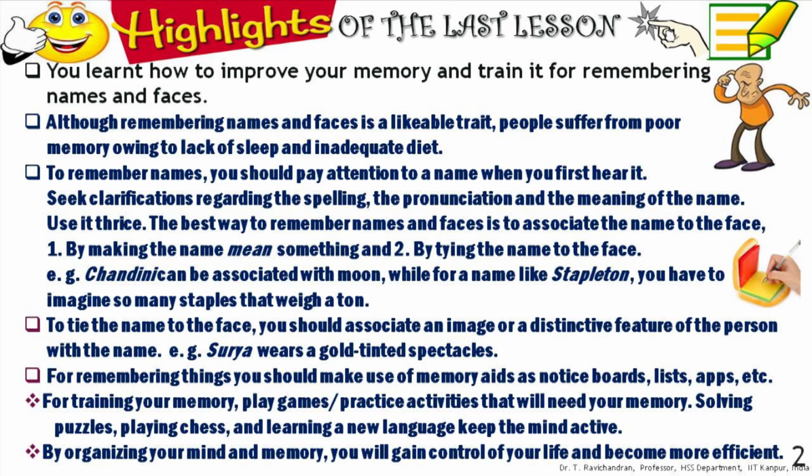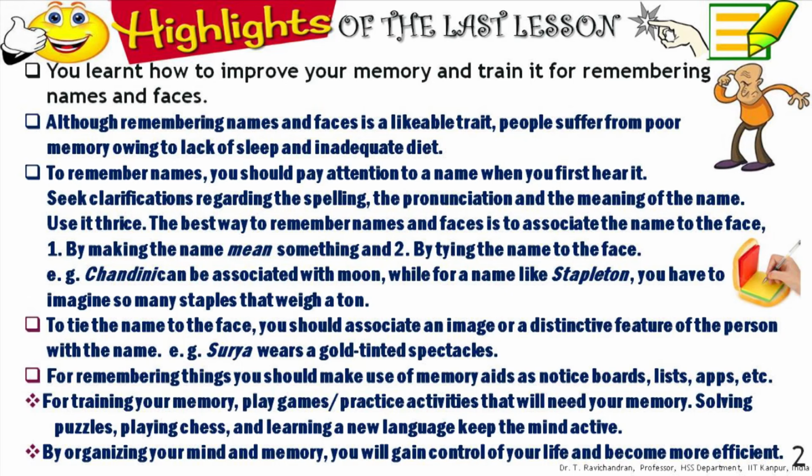And the best way to remember names and faces is to associate the name to the face, which can be done in 2 ways. One, by making the name mean something. This becomes easy in situations where the names themselves mean something. And the second one, by tying the name to the face. Examples: a name like Chandini can be associated with moon immediately, while for a name like Stapleton, it's very difficult to get an appropriate image. So, what you can do is you can separate. Then you identify staple and ton, and then you have to imagine so many staples that weigh a ton.